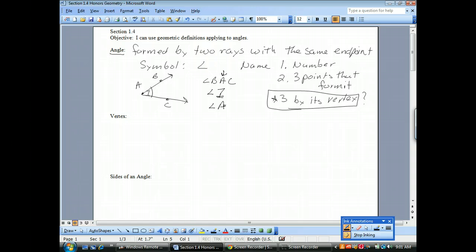Okay, the vertex is the common point shared by the two rays that form the angle.